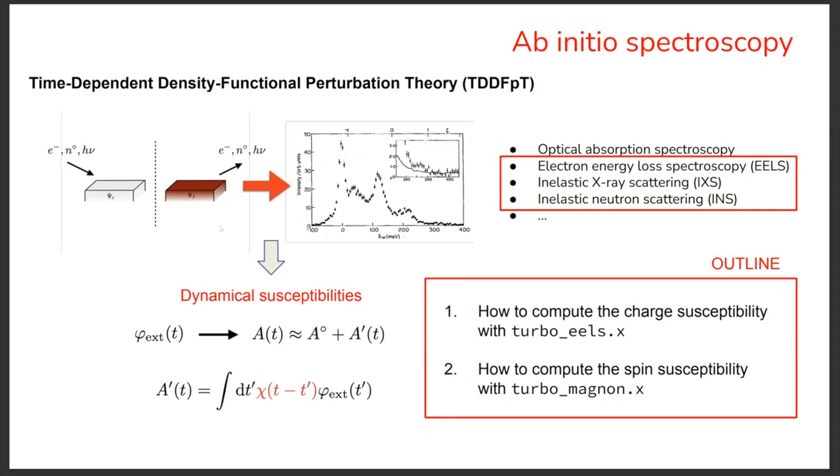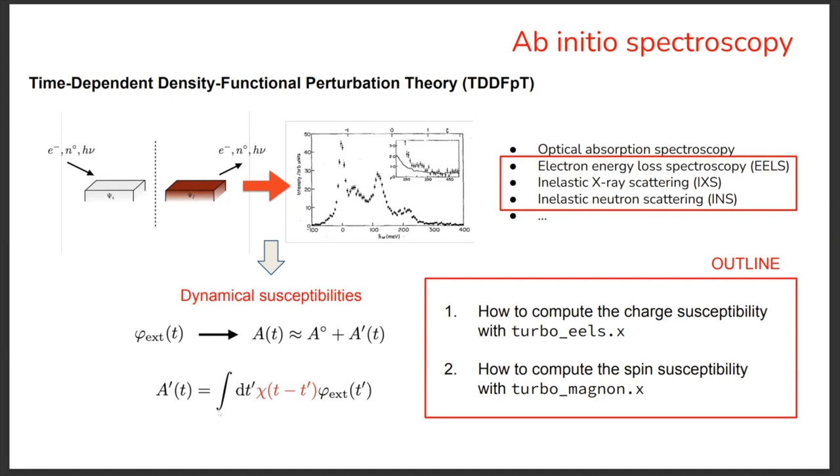All these events can actually be described by dynamical susceptibilities, that is how your observable A reacts to an external field phi. Depending on what A and phi are, you have different susceptibilities and different properties you're measuring. So the phi will represent your perturbing probe, and A represents what kind of excitation you generated. So here we will talk about charge excitations, meaning that normally you excite your sample with a scalar potential, and you measure how the charge reacts. And then I'll also show you how to compute spin excitations. So you perturb your system with a magnetic field, and you measure how the magnetization reacts.